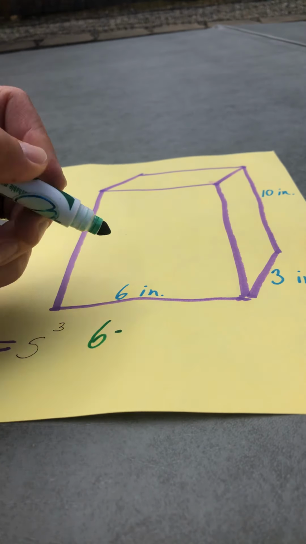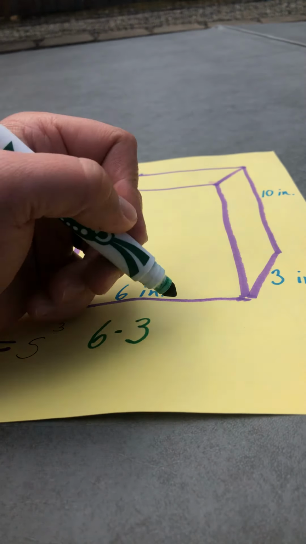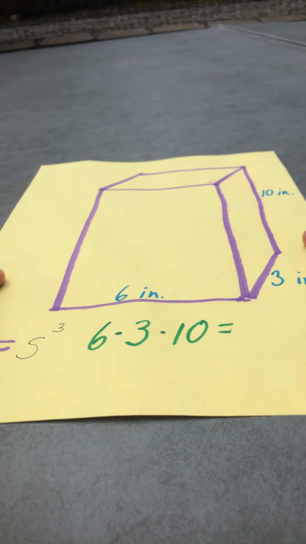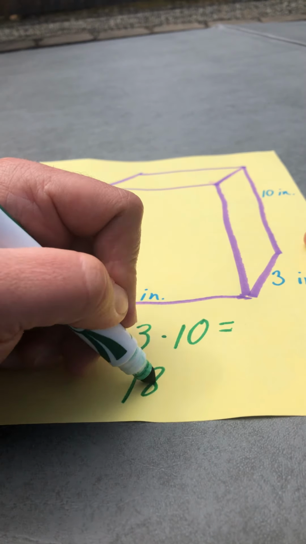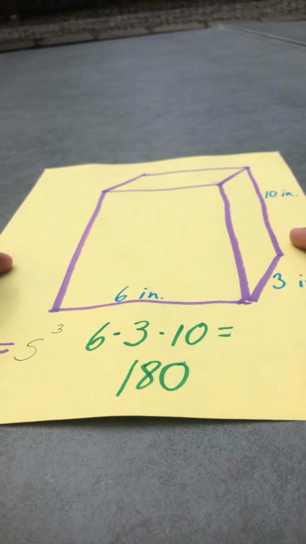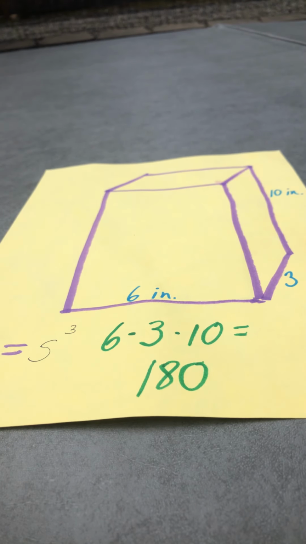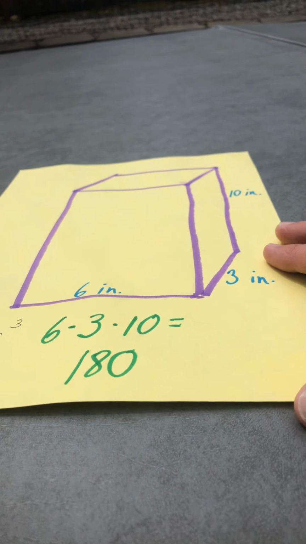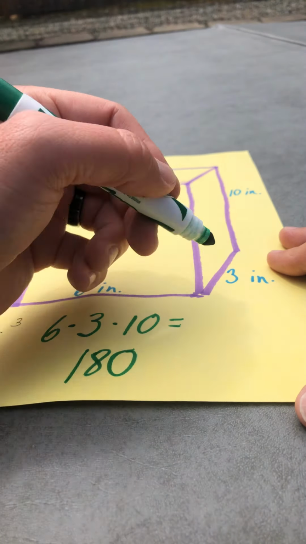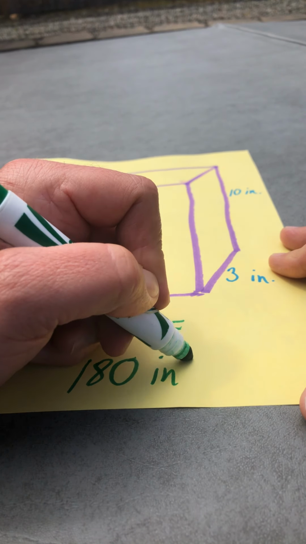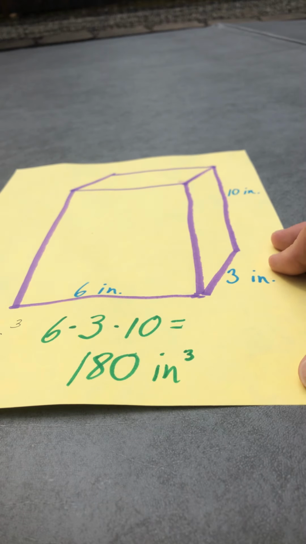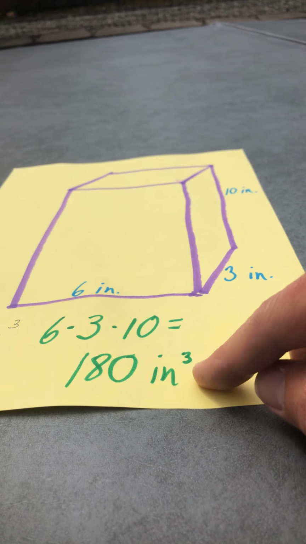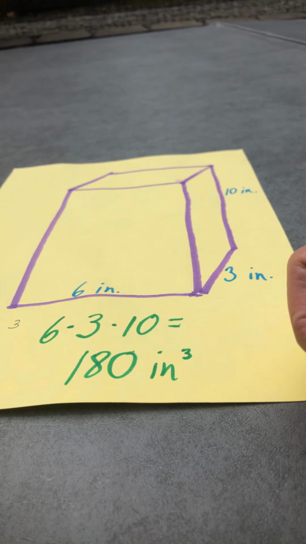So we're just going to multiply each of those sides. So we got 6 times 3 times 10. That's going to give us a total of 180. And since we're going to be measuring 3D shapes here for volume, our label is going to be cubed. So this is inches, so we're going to call it inches cubed. All right. So again, basically length times width times height is going to give you your answer in cubic units, whatever it happens to be.